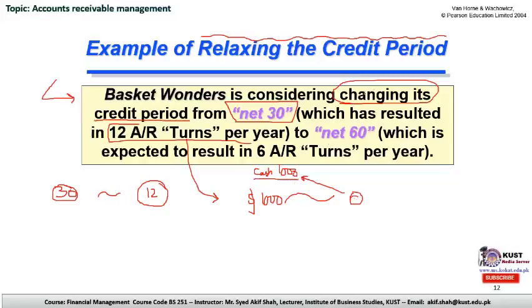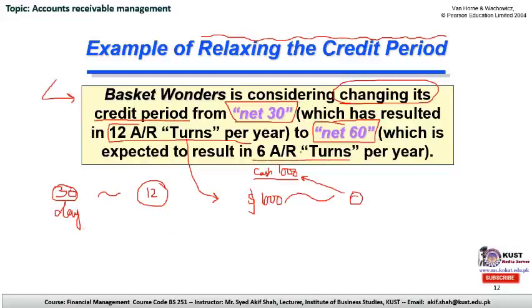Now, the company is looking to alter its credit terms, and they are looking to increase the credit term period to 60 days. Previously, they were collecting within 30 days. Now they are looking to change their credit policy, particularly the credit period, to 60 days, which is expected to result in 6 accounts receivable turns.